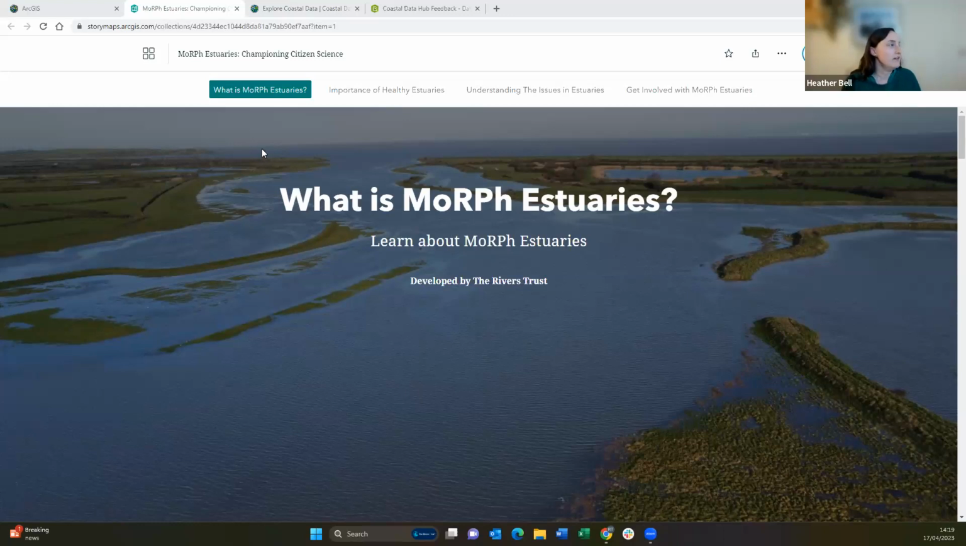Yeah, okay, brilliant. So I'll just go from the beginning. I'm Heather Bell and I work at the Rivers Trust. I'm a senior data analyst, and I'm going to just go over the story map that we made last year as part of this project, and then I'll quickly discuss the coastal data hub as well that we've been developing.